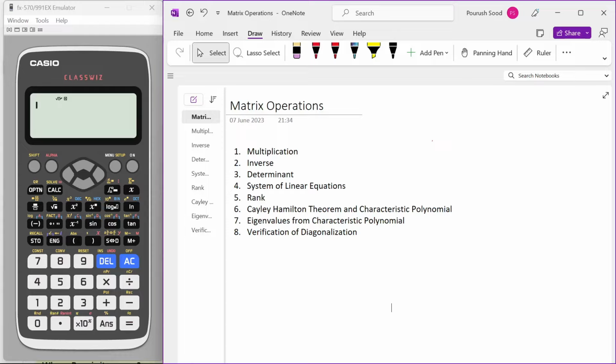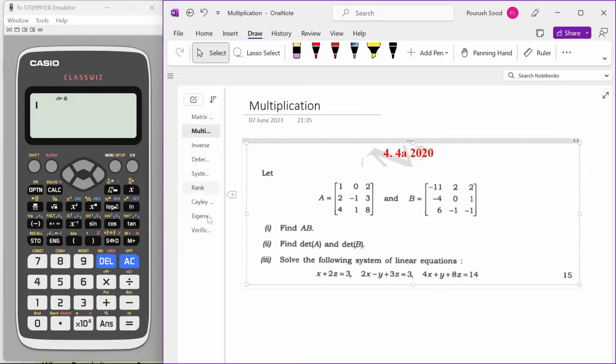The calculator can be used to verify the Cayley-Hamilton theorem and also verifying the characteristic polynomial. We can also use the calculator to find out eigenvalues once we have found out the characteristic polynomial. The diagonalization, which forms a major component of the matrix algebra chapter, can be verified using the calculator as well. Now let us look at these operations one by one.